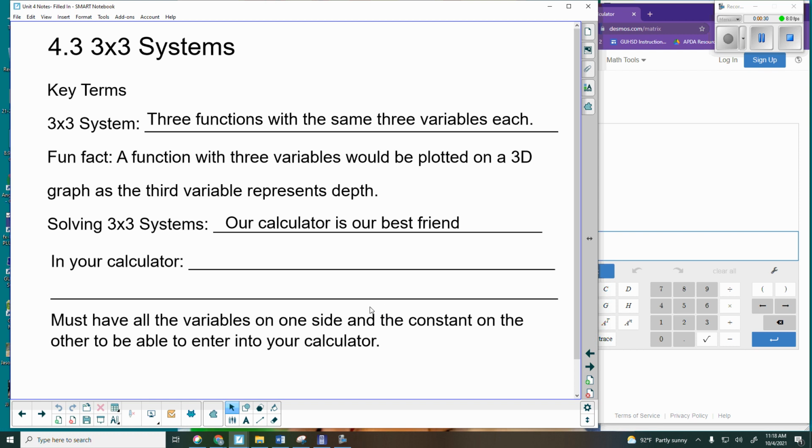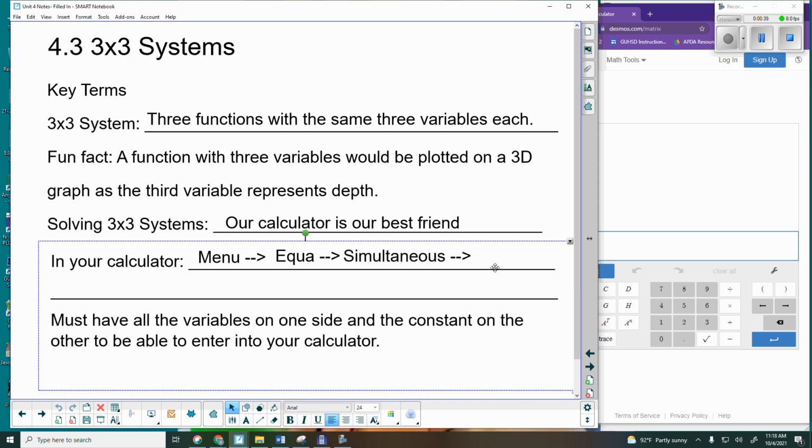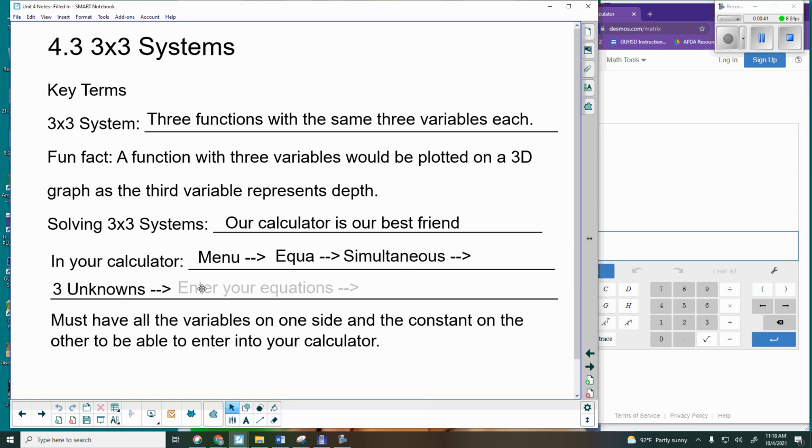So in solving a 3 by 3 system, our calculator, once again, is our best friend. So this is the process we would press in our Casio calculator to graph it. Menu, equation, simultaneous, 3 unknowns, we enter our equations, and then we solve. So this video is going to be me showing you how to do that.